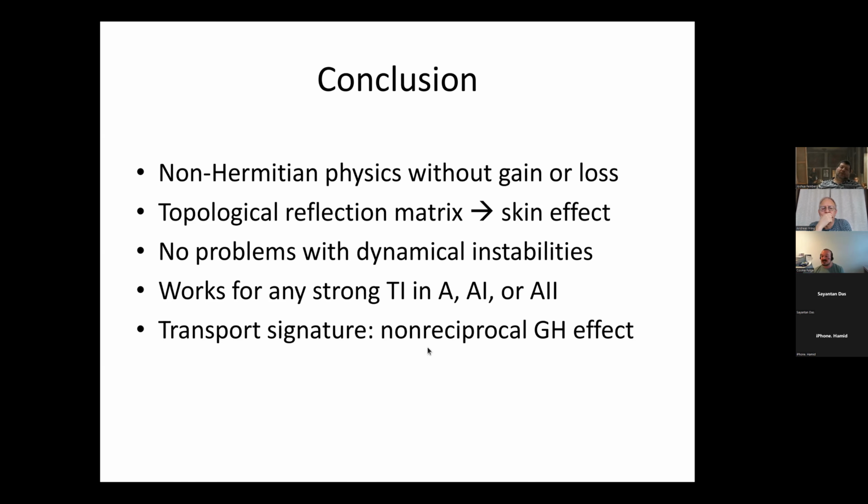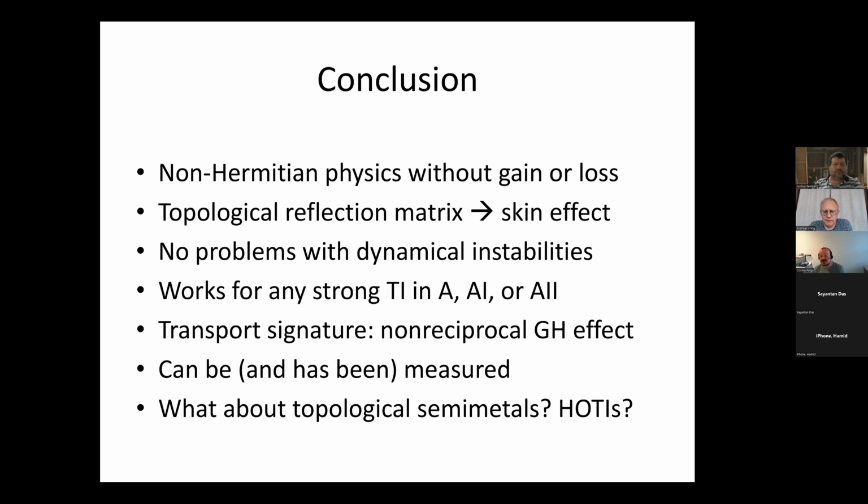This means that you should expect to see a non-reciprocal Goos-Hänchen effect in all of these different types of topological insulators. So if you send in an electron at the boundary of a 3D TI, the outgoing state should be shifted in a particular direction that depends on its spin. And in general, this should happen for all of these strong TIs. And this can be and has been measured. And in the future, you might think of extending this to other kinds of systems, such as topological semimetals or higher order topological systems. So that's it. Thank you.